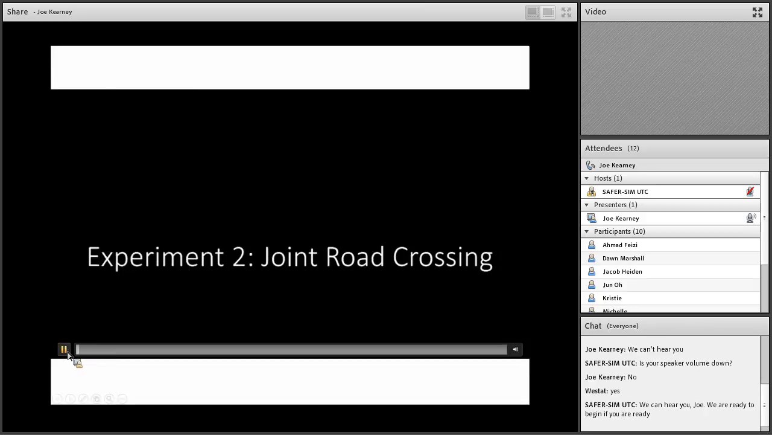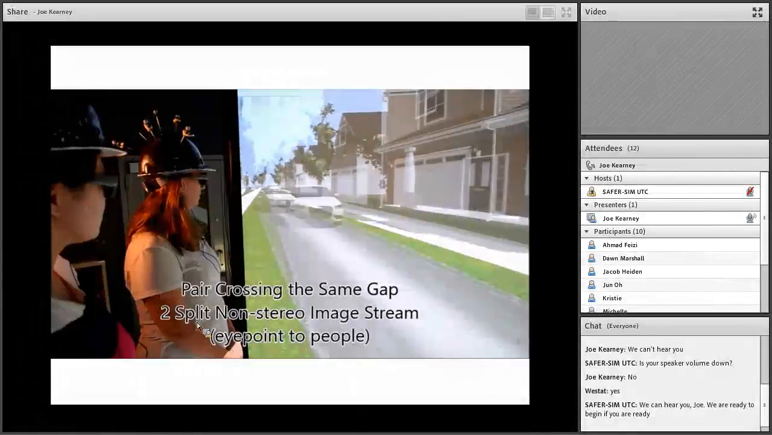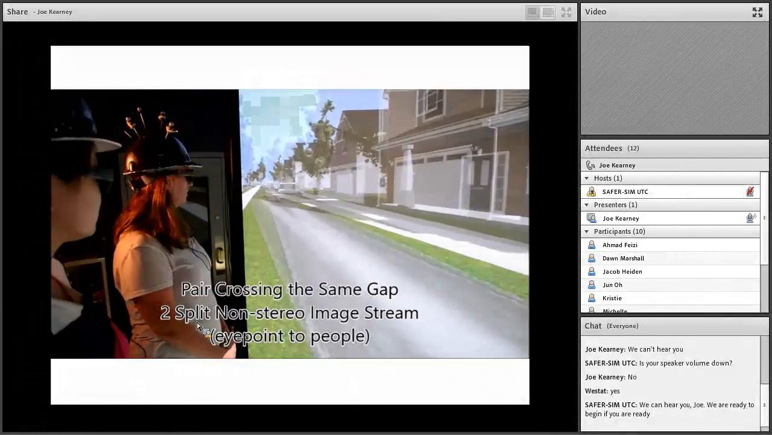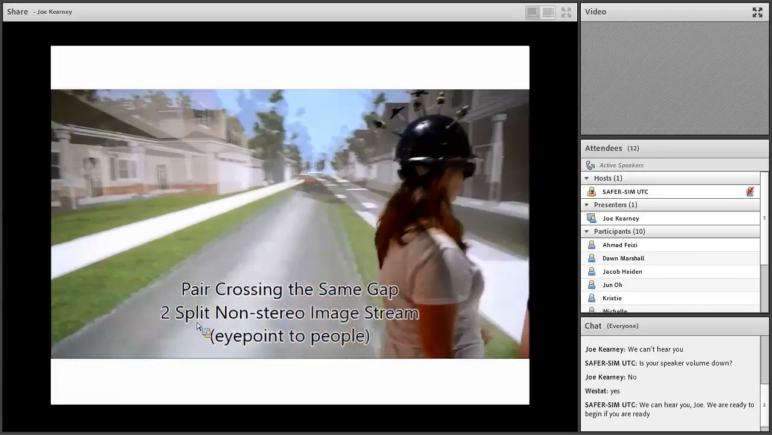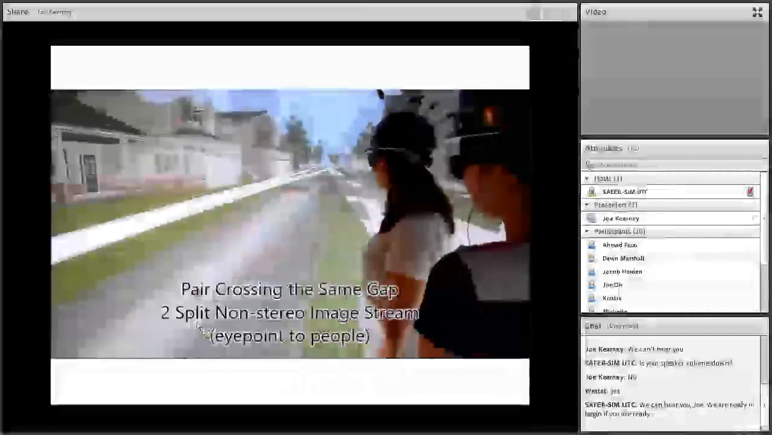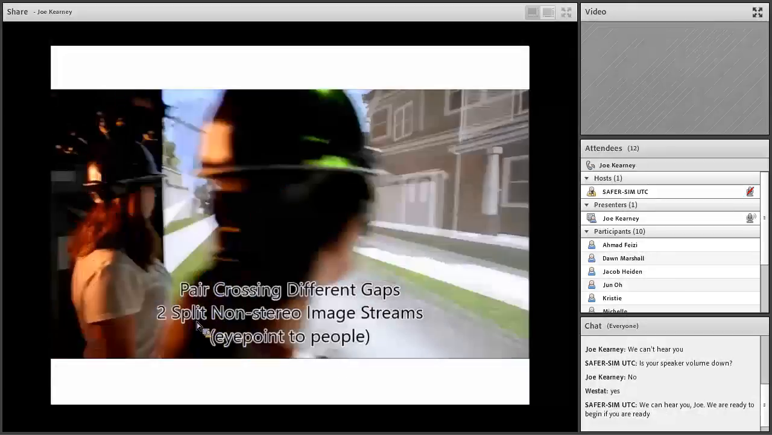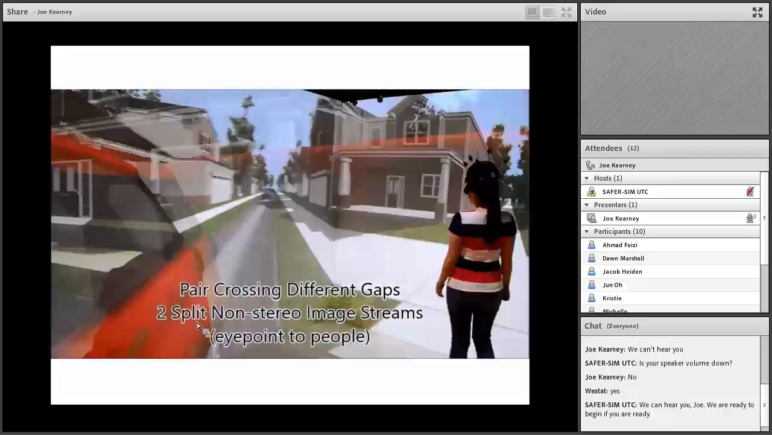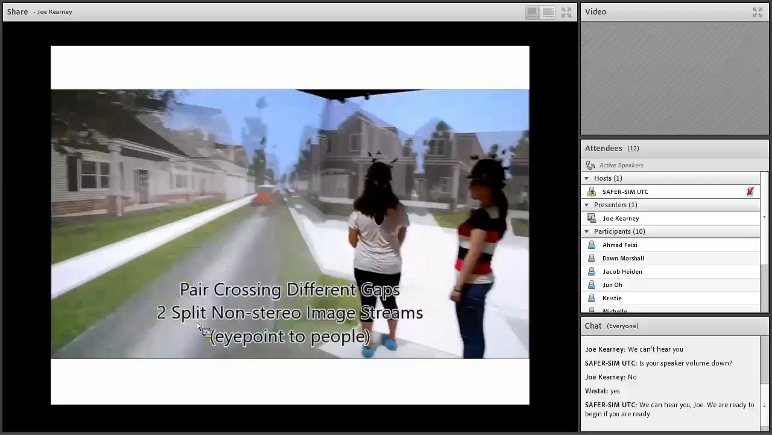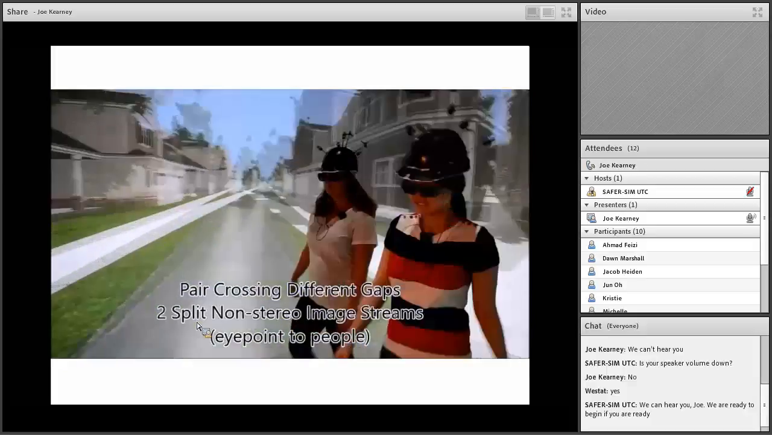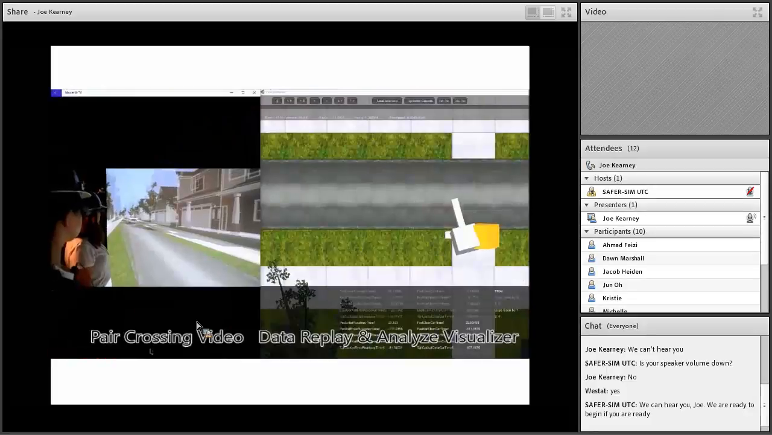So here's a video. This looks at how two people cross together, and you'll see there are actually two image streams, one for each viewer. It looks a little peculiar from our perspective because the geometry is right from their perspective, but not ours.